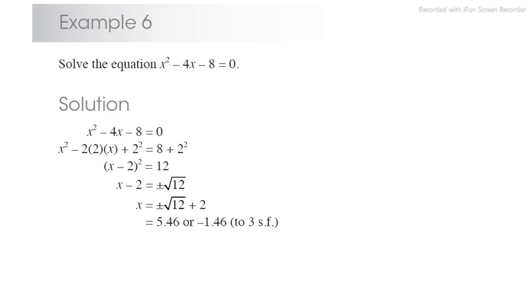So after now going through the 4 steps of completing squares, let us look at the examples. In our example 6, we are told to solve the equation x squared minus 4x minus 8 equals 0. But this time we are using completing of squares.